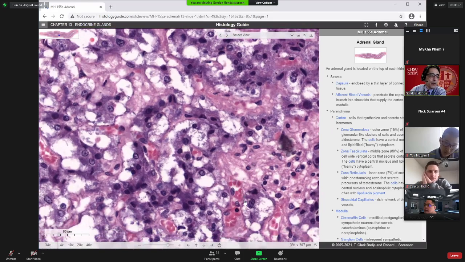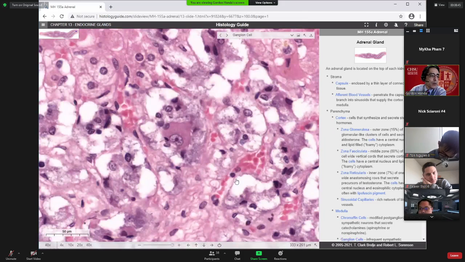Again, you can make out these arterioles, packed full of red blood cells. So when they're stimulated, boom, you can get all that epinephrine in your blood system very rapidly. Now I'm going to click on something else here.